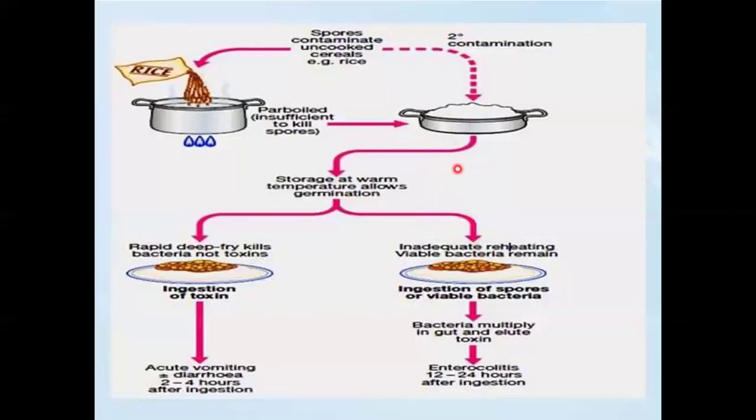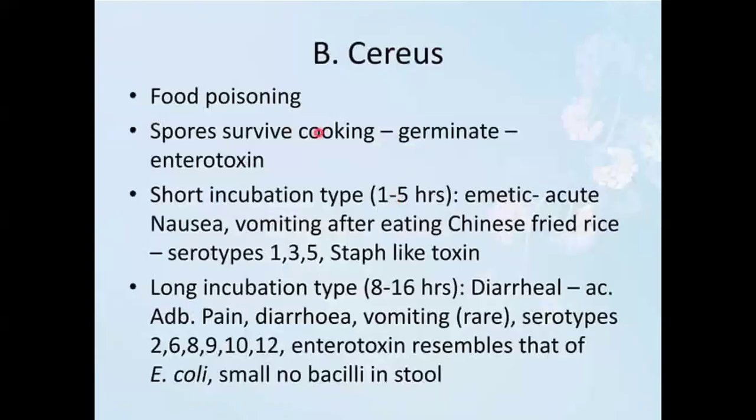Remember, these spores will produce the enterotoxin. Then you're going to ingest that enterotoxin that will now cause disease, okay? The two types of diseases it causes are the emetic type and the diarrheal type. For emetic, emesis means vomiting. Basically, you're vomiting, okay? Nausea and vomiting occurs after eating Chinese fried rice, okay? So it's similar to Staphylococcus. Remember how we said Staphylococcus causes food poisoning? Quite similar, 1 to 5 hours.